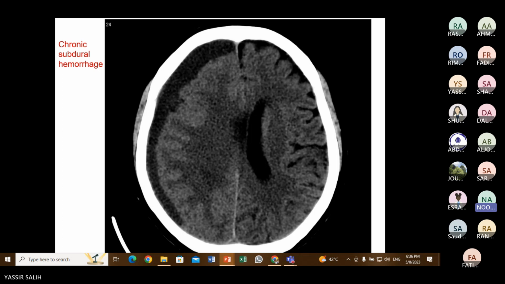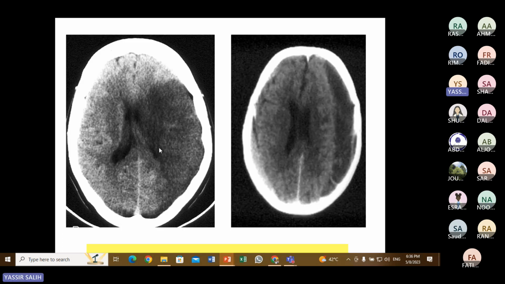Chronic epidural hemorrhage. Acute, chronic or subacute? Chronic. Chronic subdural. And this is cortical, distributed following the vascular territory. Patient presents with weakness. Infarction, yes. And what is this? Subdural. Chronic epidural hematoma.